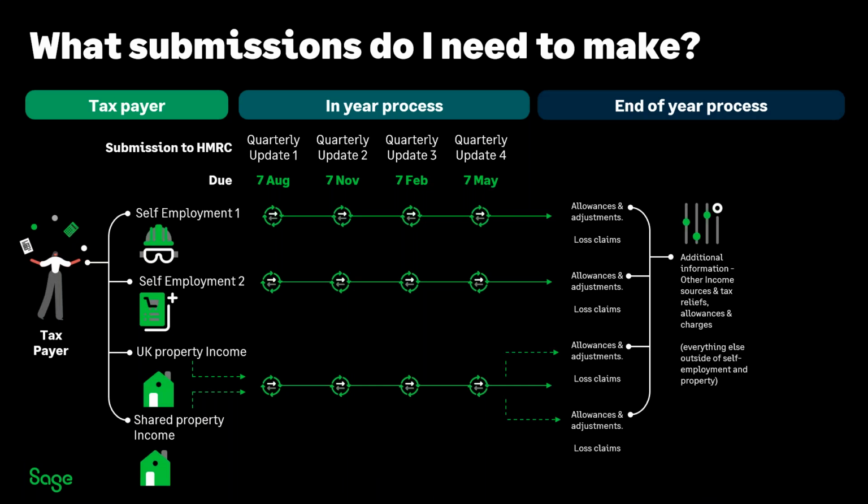Once all the quarterly updates have been submitted, you will enter the end of year process where you make any final adjustments and allowances. So this could be interest or dividend income, capital gains or a claim for marriage allowance. Essentially anything that's on your tax return now that sits outside of the self-employment and property pages. Now I just want to remind you, all of these adjustments can be done throughout. You do not have to wait until the end to make all of these adjustments.